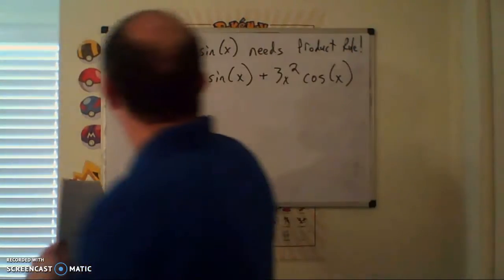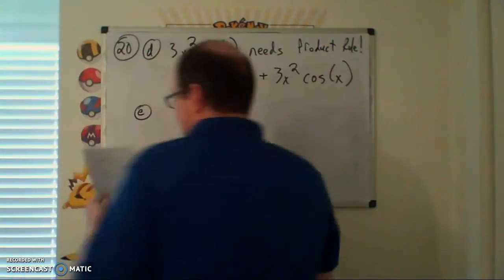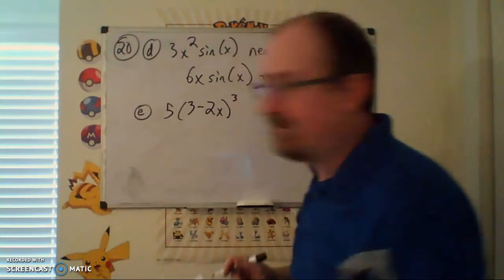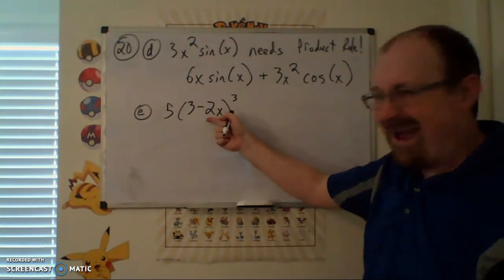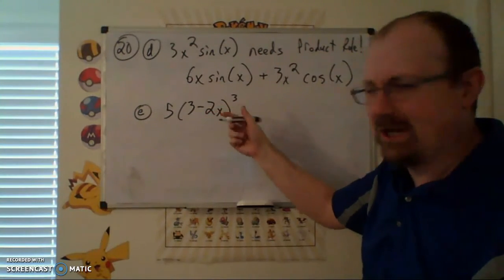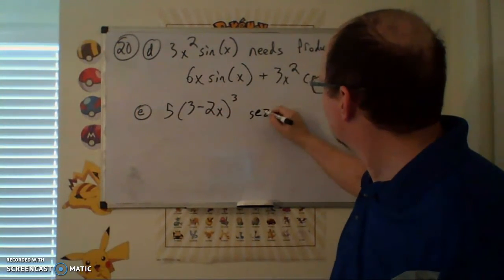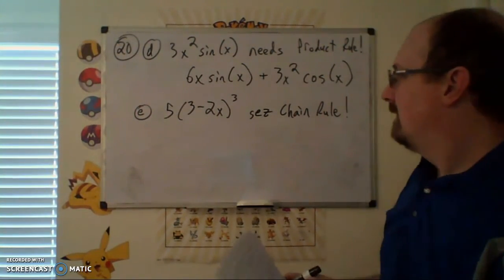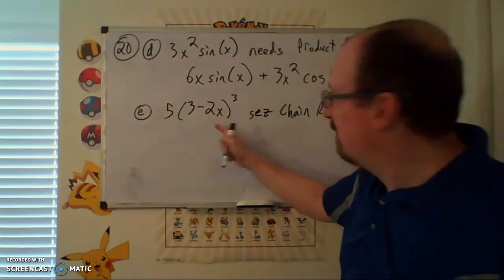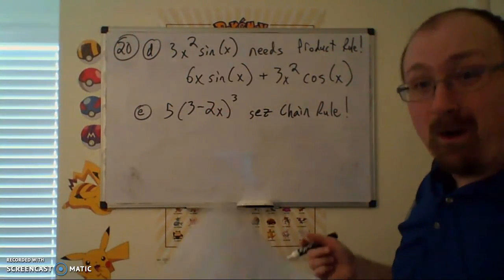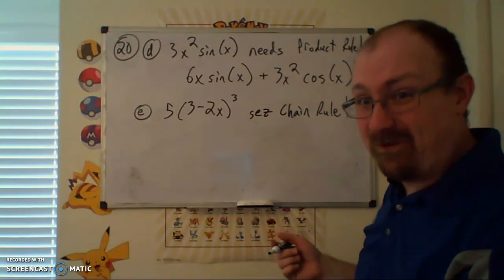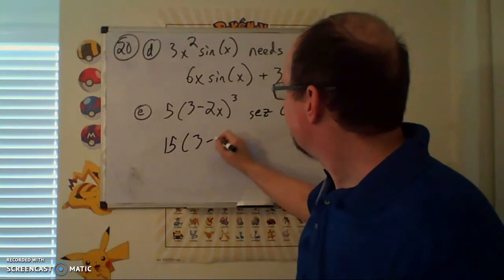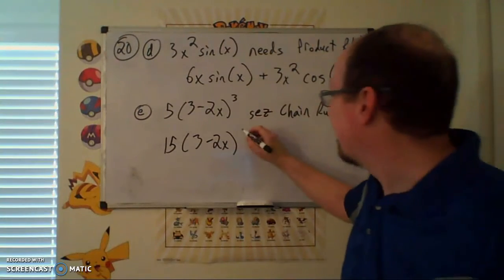All right, so now the last term has 5 times 3 minus 2x cubed. You could do this the algebra way, smash out what happens when you cube this. Don't go there. Use the chain rule. So, all right. Our outer function in this case is the cube. The inner function is the 3 minus 2x. So our buddy, the chain rule, says we take the derivative of the outside function without touching the inside. The 3 hops out front. So 15 times 3 minus 2x. This exponent needs to go down by 1.